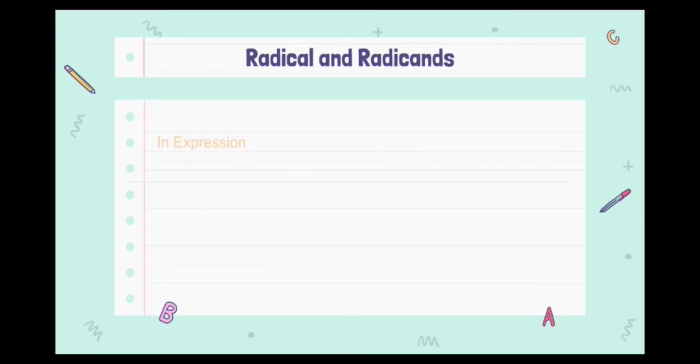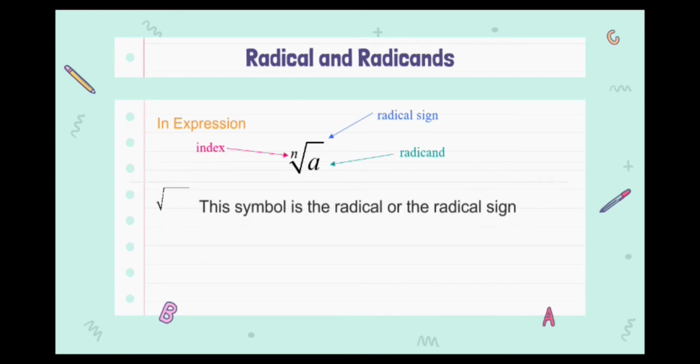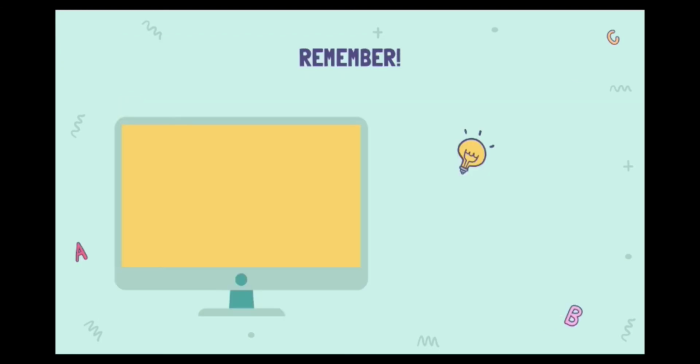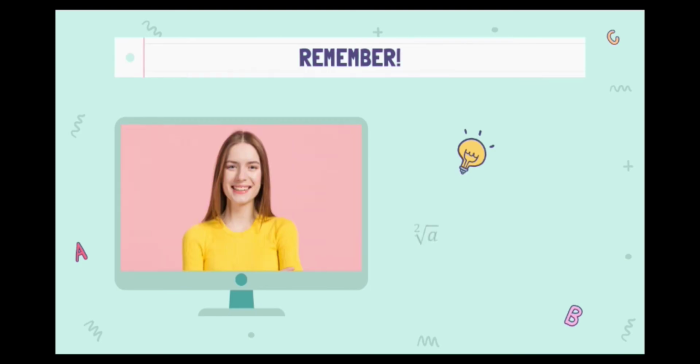Radicals and radicands. In expression nth root of a, a is called radicand, the symbol is called radical sign, and n is called index. The symbol of square root. This symbol is radical or radical sign. The expression under the radical sign is the radicand, and the index defines the root to be taken. Remember, square root of a is usually written without index 2, only a radical sign with a.